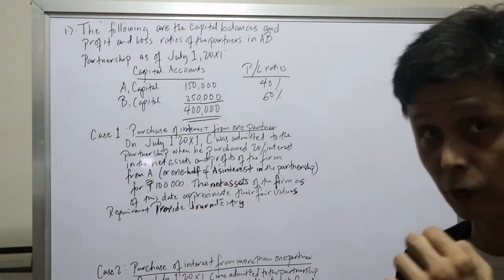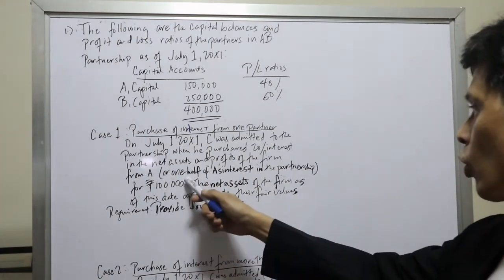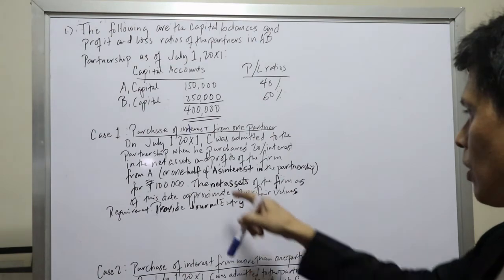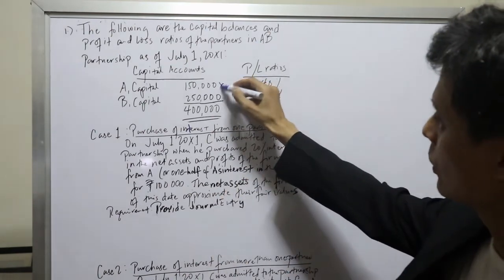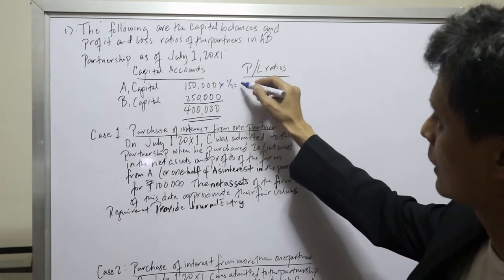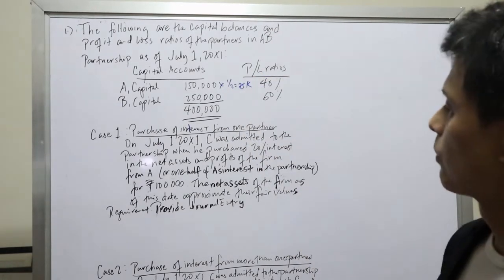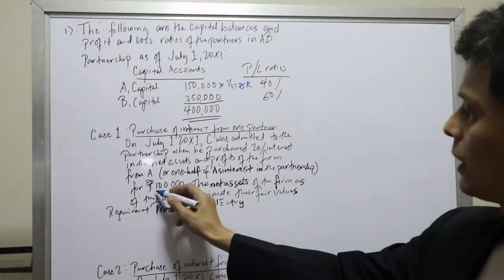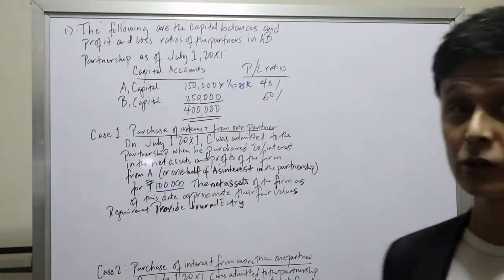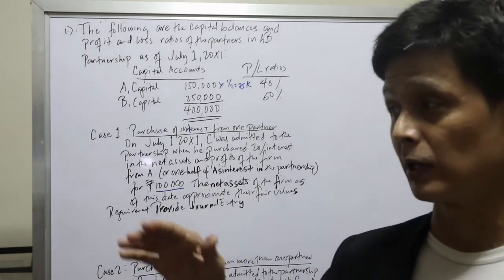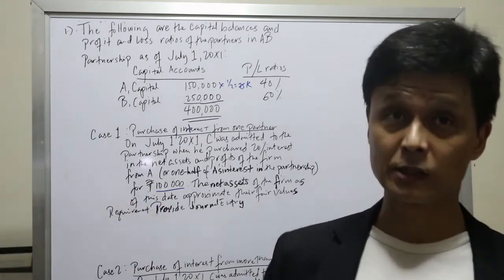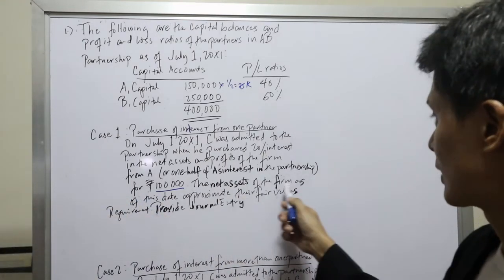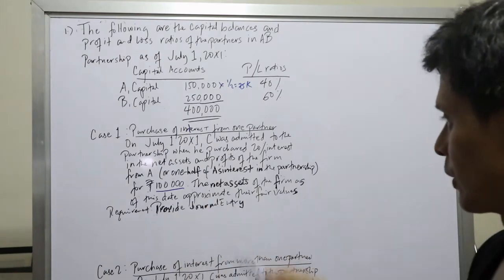So he bought from A one-half of A's interest in the partnership. One-half of this times one-half is 75K. The consideration he gave is 100,000. So the money C, the incoming partner, gave to the existing partner is bigger. The net asset of the firm as of this date approximates their fair values.